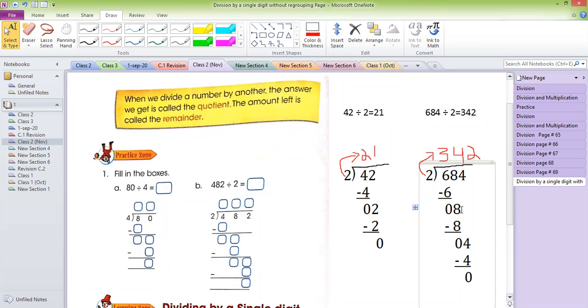Now do this with 8. Check 2 multiplied by what number will give you 8? 4. So multiply 2 by 4, that is 8, and then subtract again. 8 minus 8 is 0. Then what is the number left? 4. So drop it down, write 4 here. 2 multiplied by what number will give you 4? 2. So you write here 2.